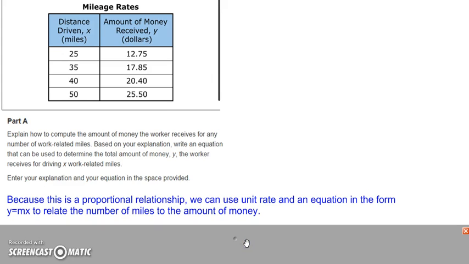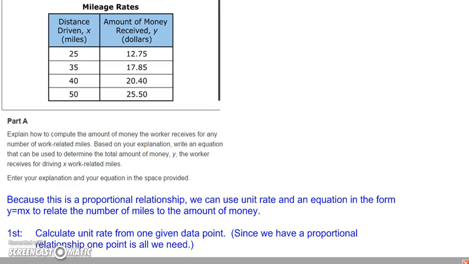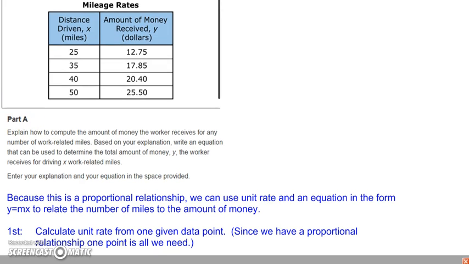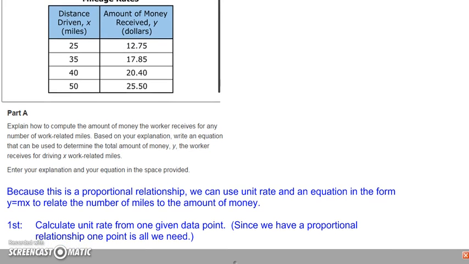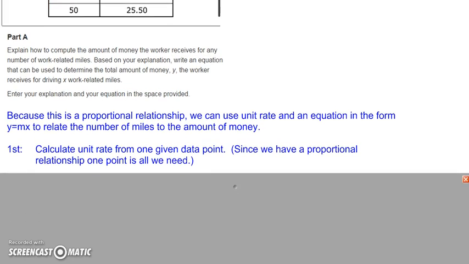Because this is a proportional relationship, we can use unit rate in an equation in the form y equals mx to relate the number of miles to the amount of money. So first, we'll calculate unit rate from one given data point. Since we have a proportional relationship, 1 point is all we need. And we'll use the last point, 50 miles, and 25.50 for the amount of money received.